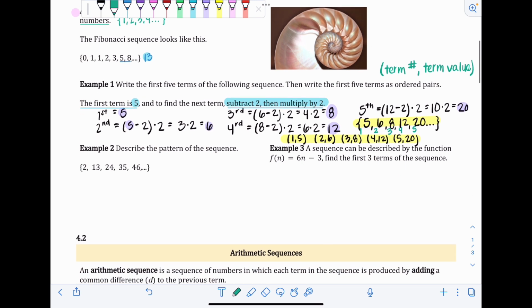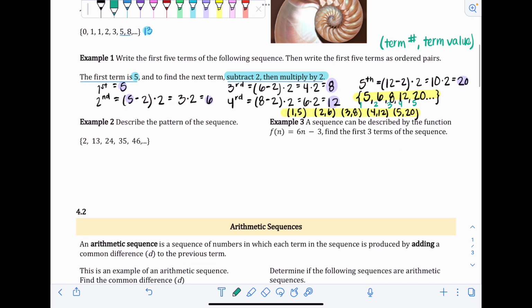Okay, so example 2, describe the pattern of the sequence. This one was describing it in words.